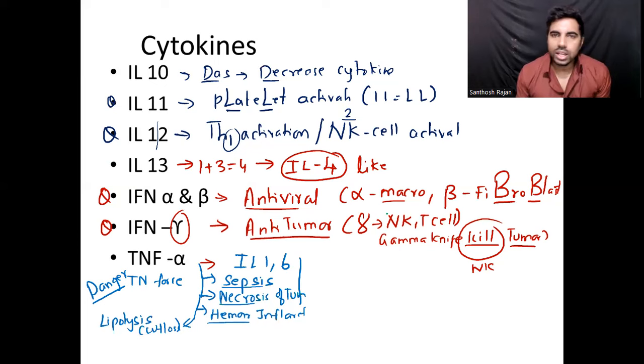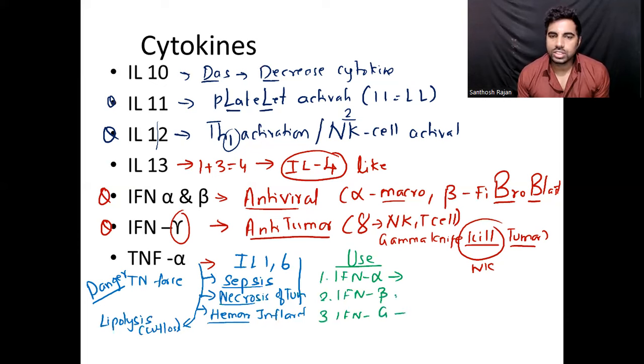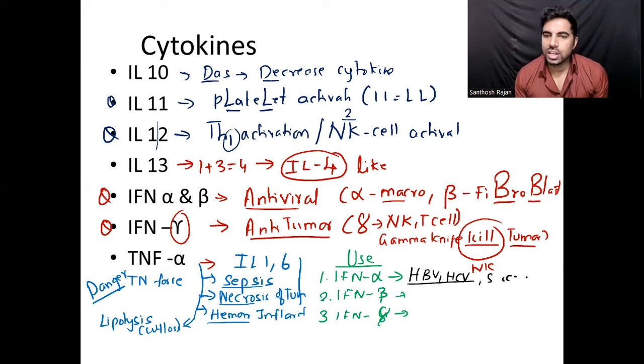So the use of interferon alpha: in which infection is it usually used? Let me write: interferon alpha, interferon beta, and interferon gamma. What are the uses of these? Interferon alpha, we use for hepatitis, HCV, hepatitis B virus, hepatitis C virus infection. Also a lot of cancers: sarcoma, melanoma, etc. But HBV and HCV are important.